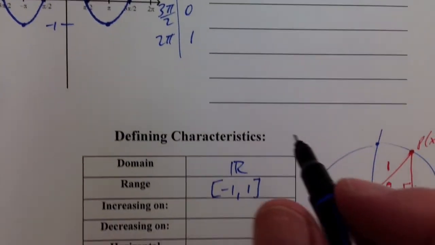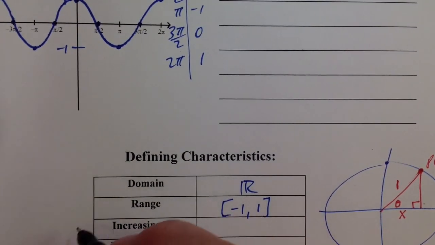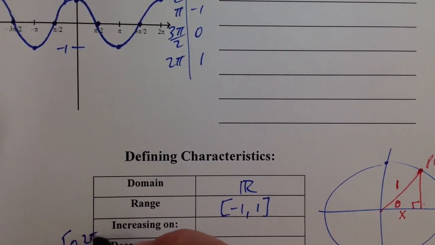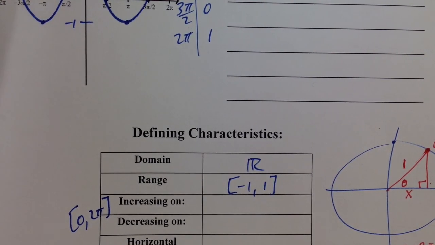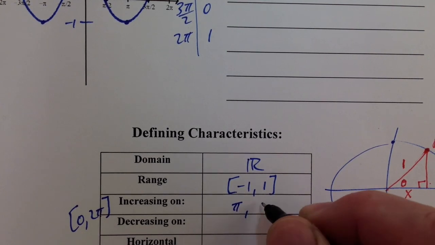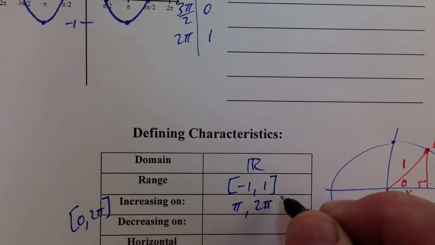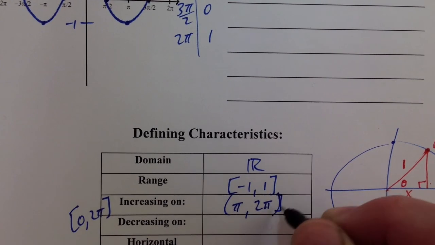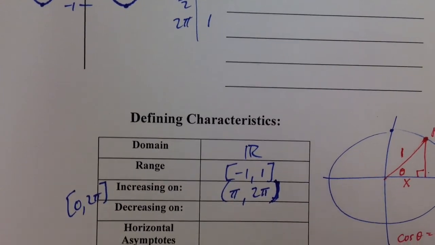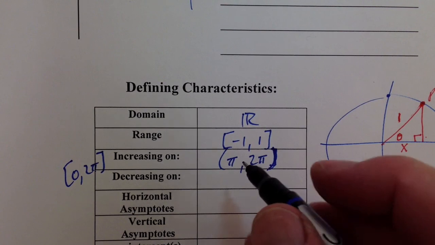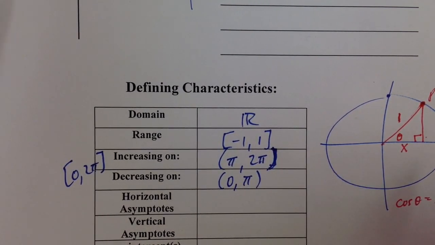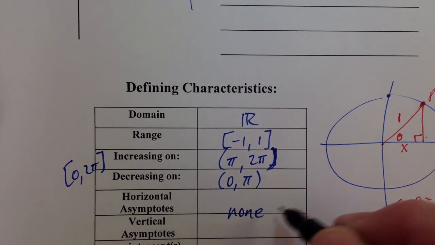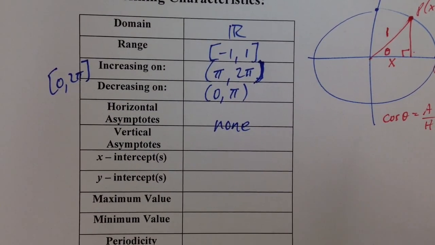Increasing and decreasing, well, let's take a look there. We're going to list the increasing and decreasing intervals on the overall interval from 0 to 2 pi. This function is increasing from pi to 2 pi. You can see that the y values are getting higher between the x values of pi and 2 pi. You can put brackets or parentheses, either one. I like to put parentheses. It's decreasing from 0 to pi. And then, again, just like the sine function, there are no horizontal or vertical asymptotes.